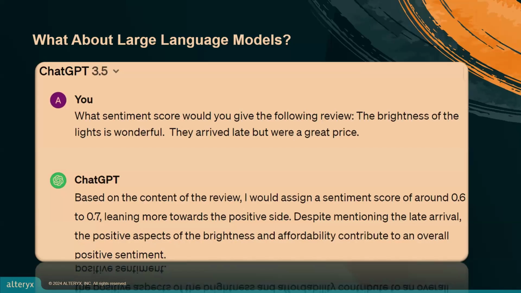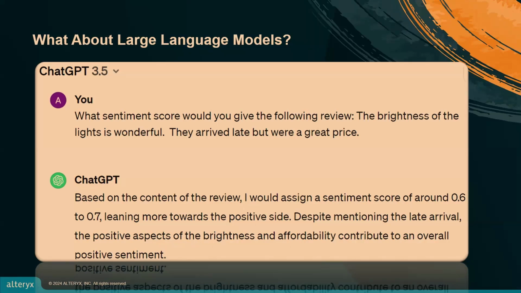I'm going to feed it to ChatGPT, and this was ChatGPT 3.0, so this was about a year ago. Based on the content of the review, this is what ChatGPT says. I would assign a sentiment score of around 0.6 to 0.7. One's perfect, so just so you know, that's towards the positive side. And it even gives some nuance, leaning more towards the positive side. So it describes that nuance well.